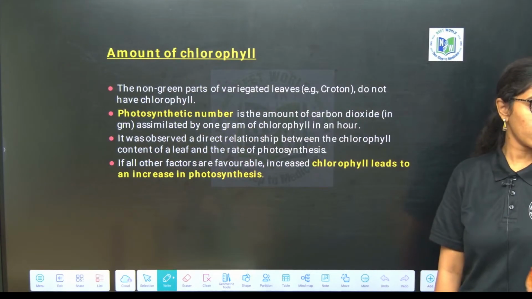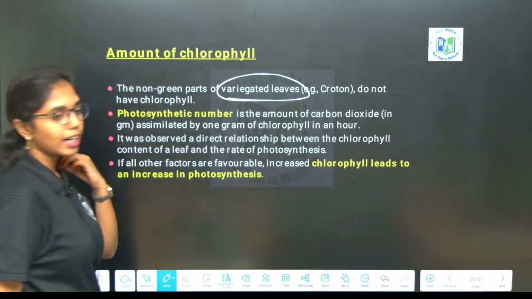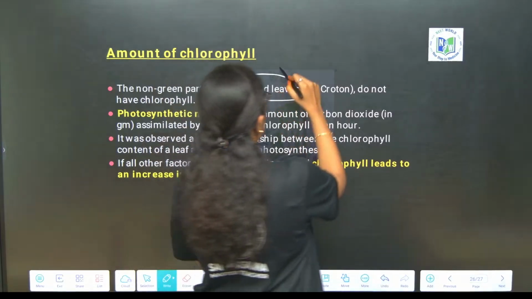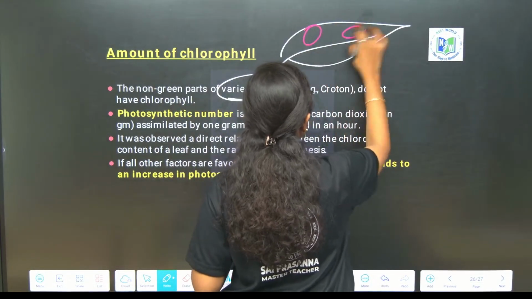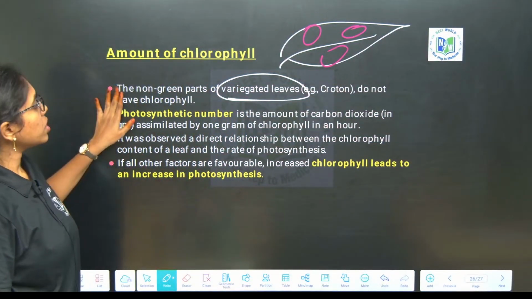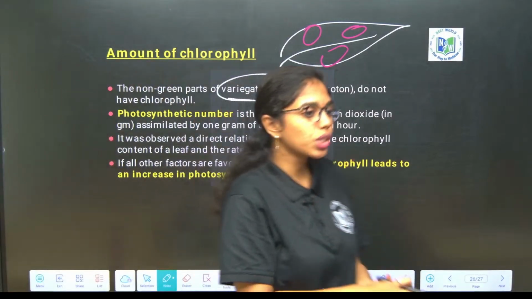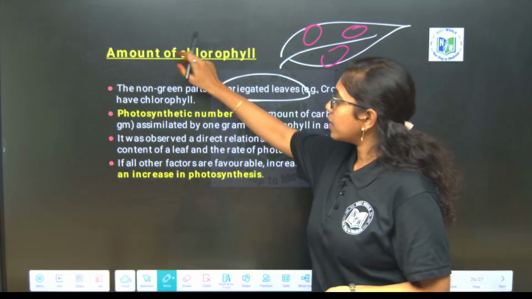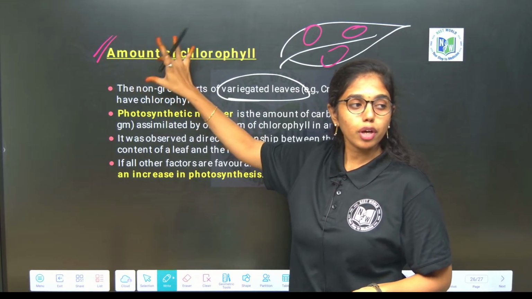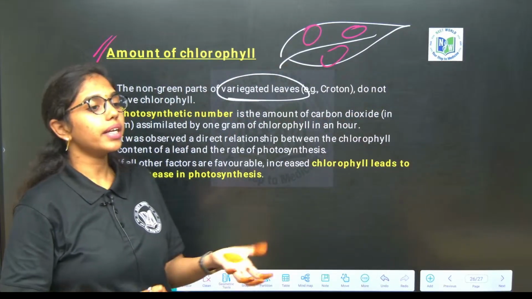Next, amount of chlorophyll. So, have you observed any time about variegated leaves? Best example is croton. What is a variegated leaf? A leaf which has green and non-green parts inside it is called as variegated leaf, which does not have much chlorophyll. When compared to green leaves, variegated leaves fixation will be low. So, that is best explained explaining the concept of amount of chlorophyll. Amount of chlorophyll is less in variegated leaves. So, there is less carbon dioxide fixation than in complete green leaves.